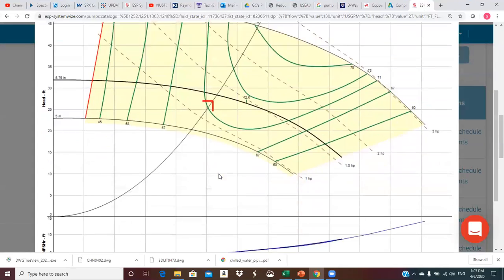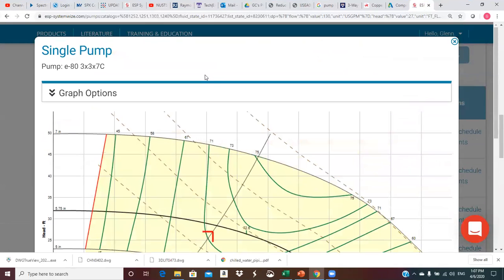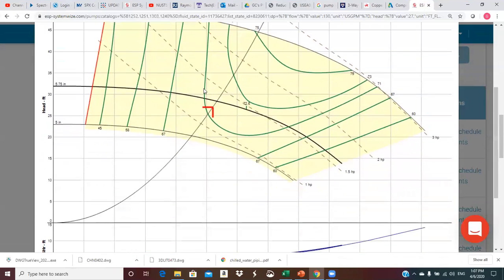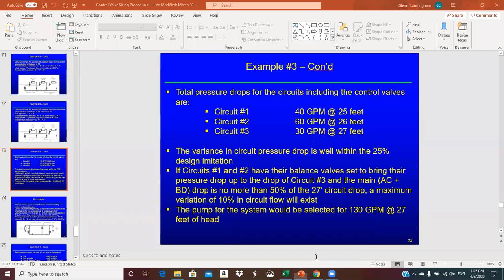But see, there's 125, there's about 130 GPM, and there's my 27 feet of head. So it's not real hard. The hardest part is to figure out, well, the flow rate comes from load calculations, but knowing the head, that can take some work, as you are about to find out.